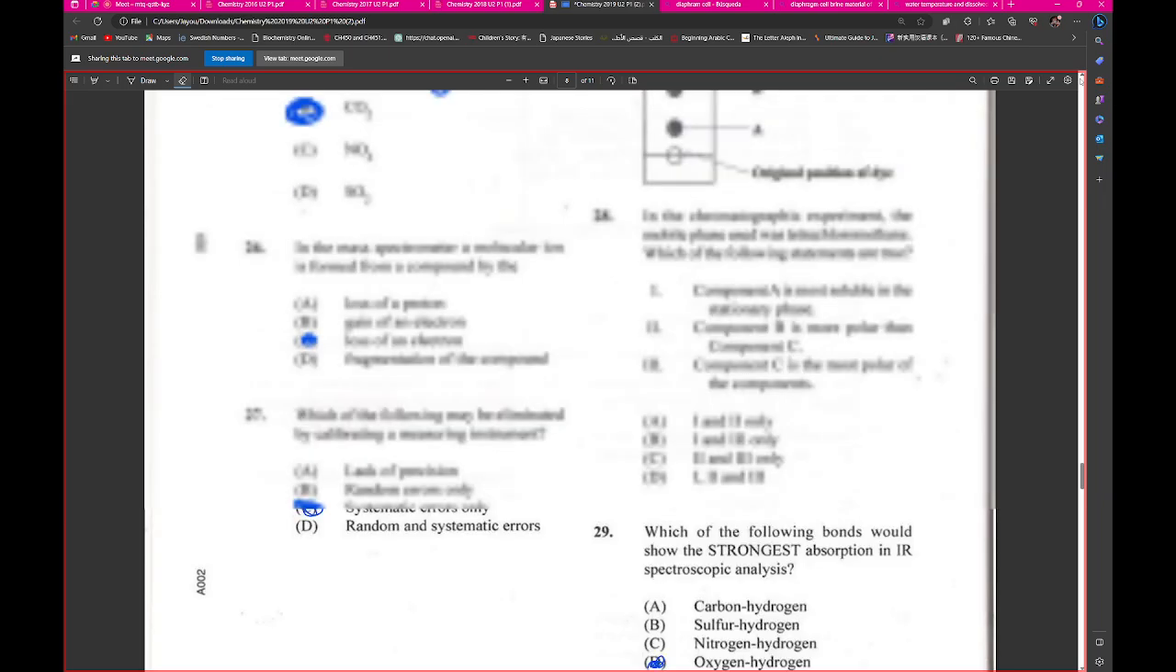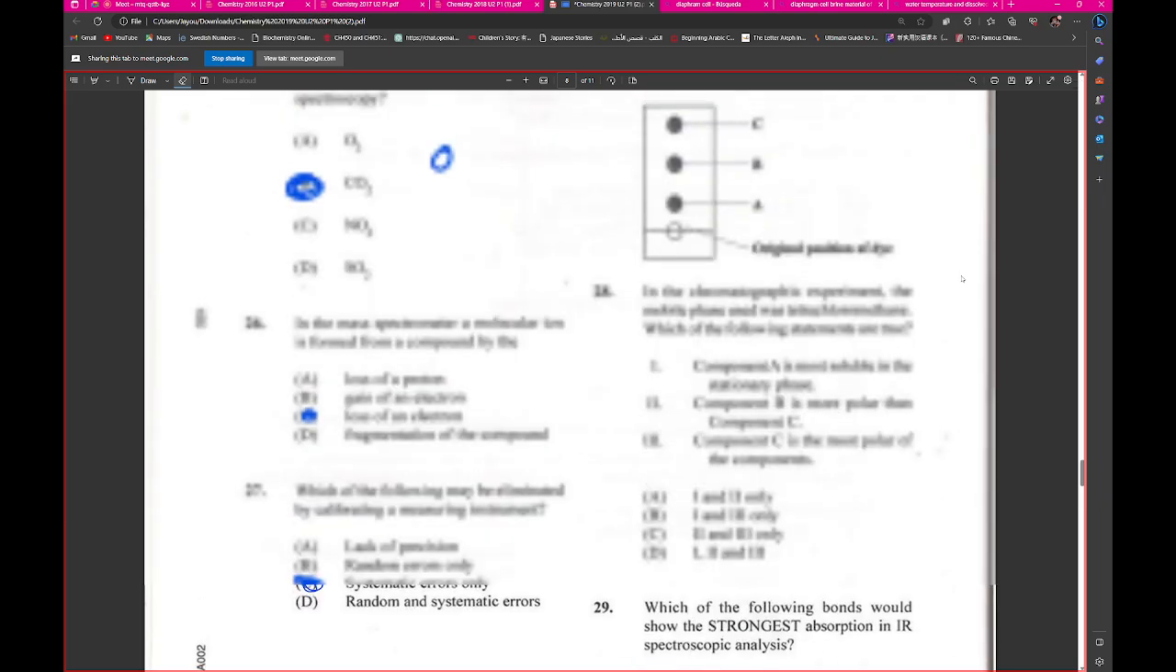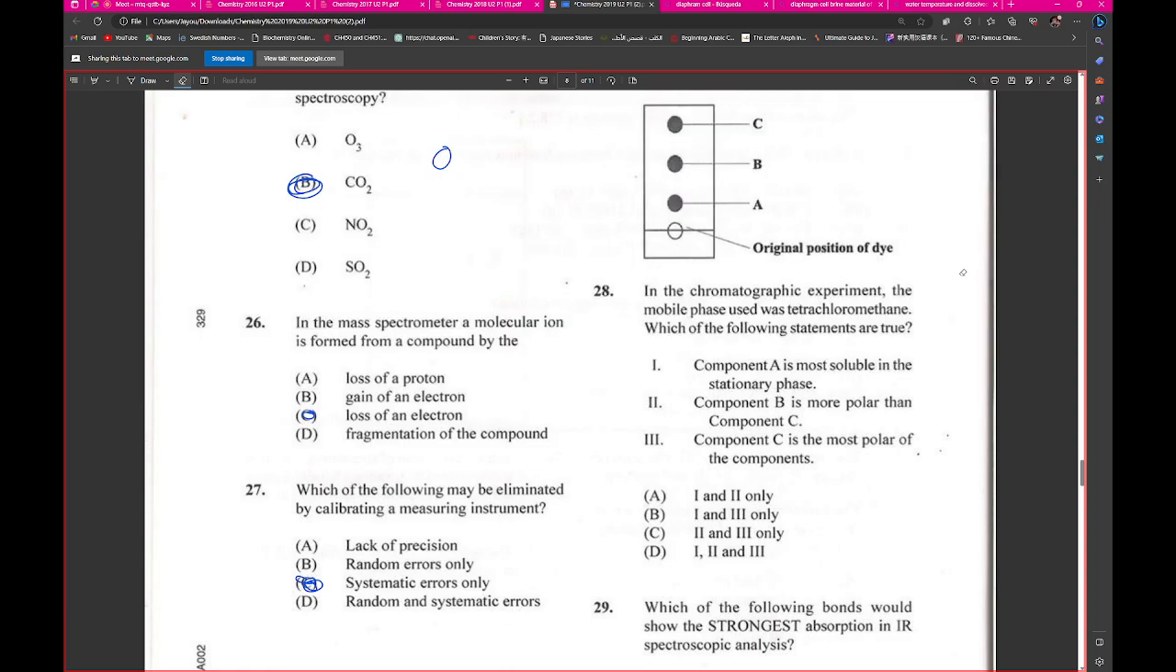Yeah, properly. So compound A is all right. So 1 has to be in it. Compound B is saying more 1 and 2 had polar, to be the answer. 1 and 2 have to be the answer.